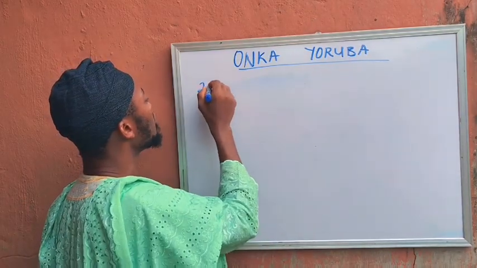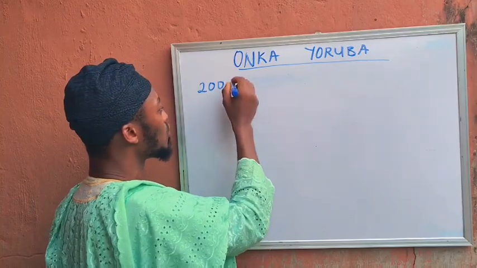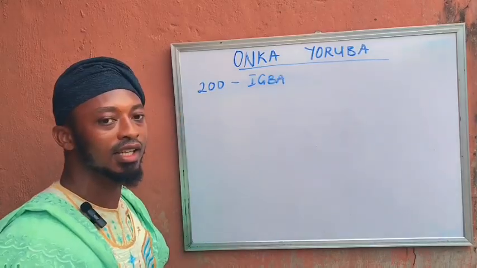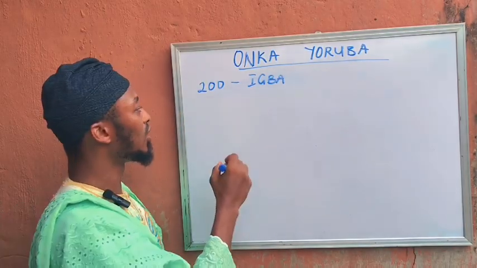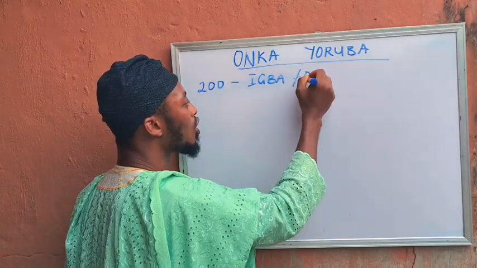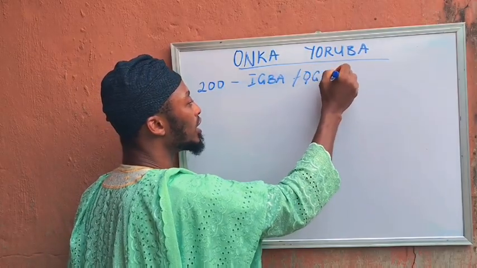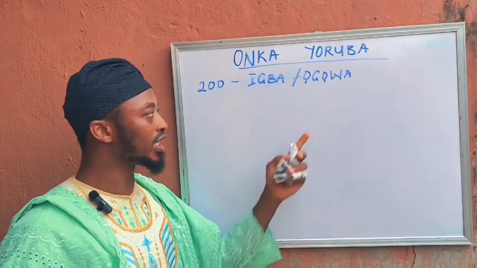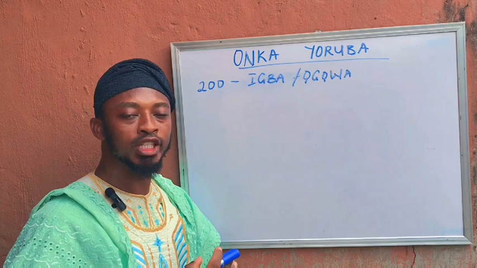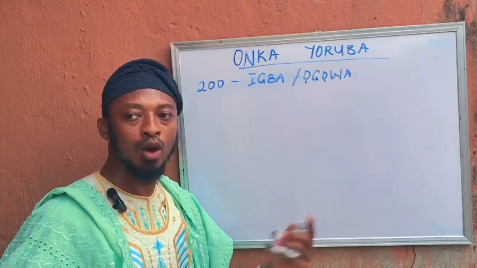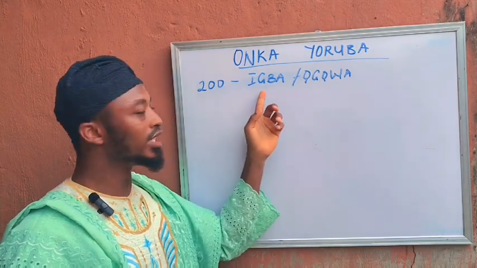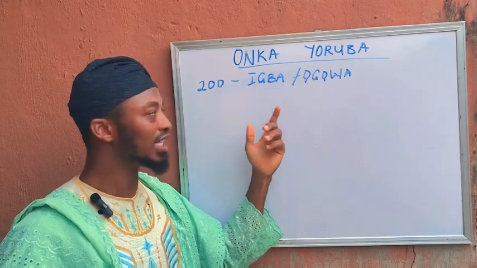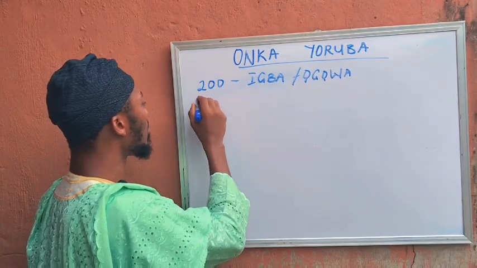So we have 200. 200 in Yoruba is igba. Or you can say ọgọ́wàá. This one is not a very popular way of saying 200. You can say ọgọ́wàá, which is ogún ní ọ̀nà mẹ́wàá, ogún mẹ́wàá, ọgọ́wàá. But the most popular one that we use for 200 in Yoruba is igba. Then 300.